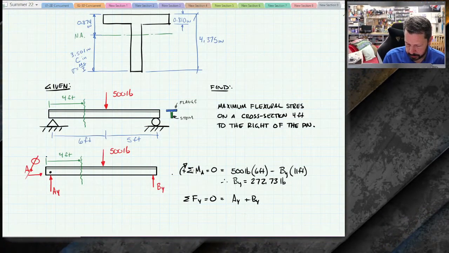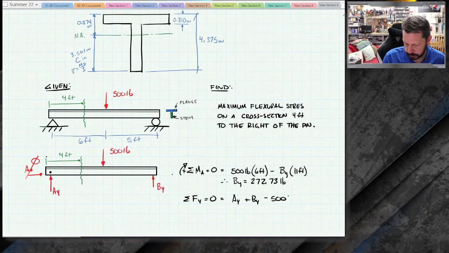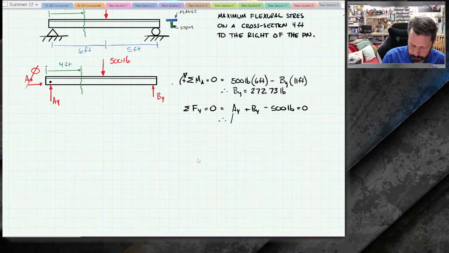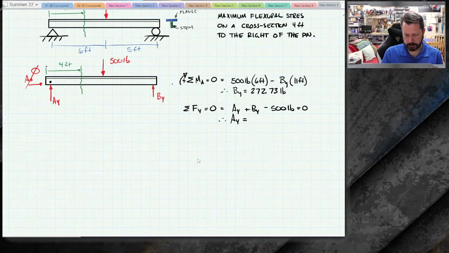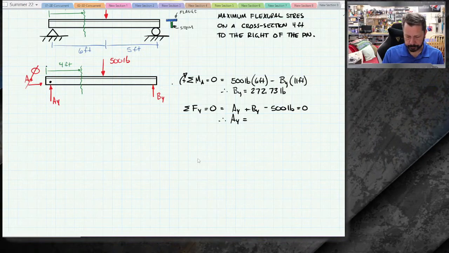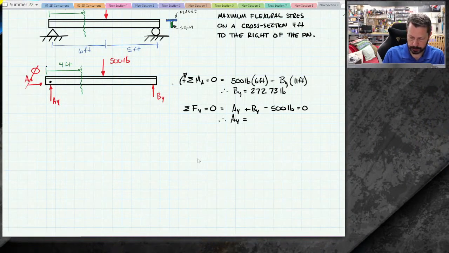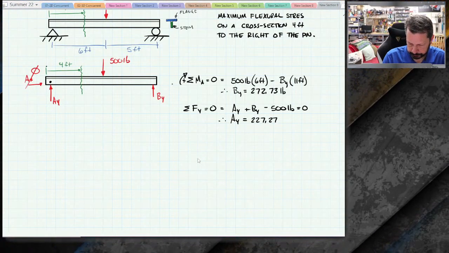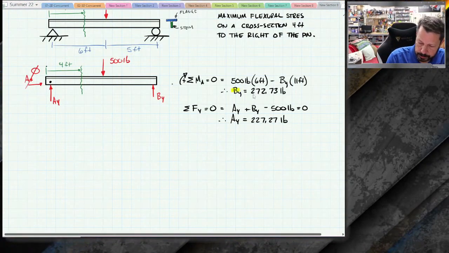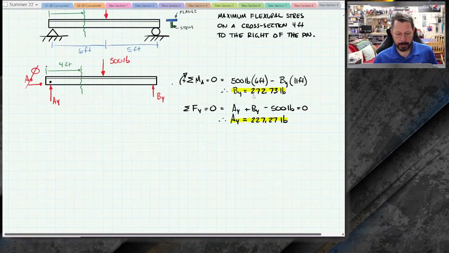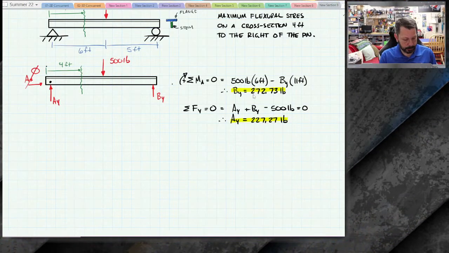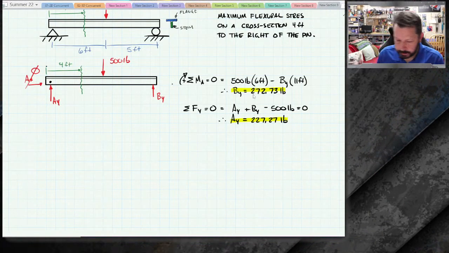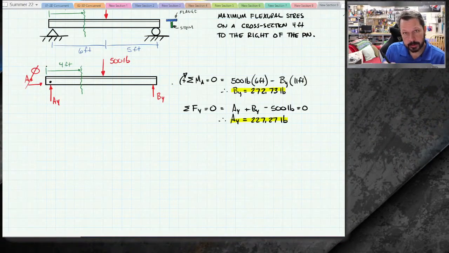And then I can do summation of forces in the Y direction equals 0, and I have AY plus BY minus 500 pounds equals 0. Therefore, AY equals 500 minus 272, which is 227.27. So I've got my two reactions. Okay. I didn't actually need both of these reactions, but I just did them both. All right. Now, let's draw a little free body diagram.